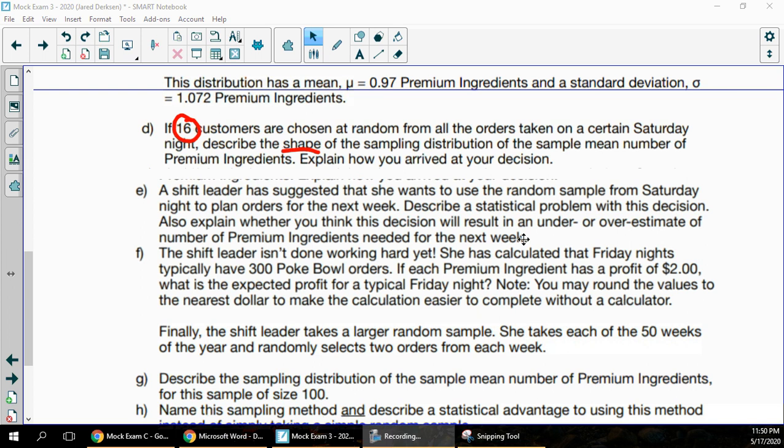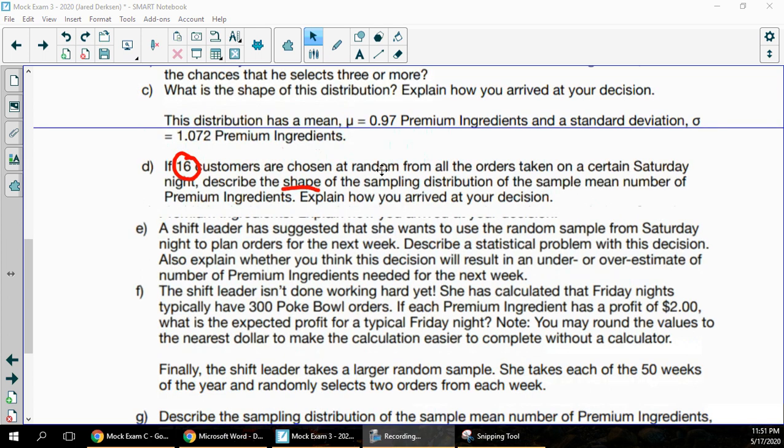The next question says, we've got 300 orders with premium ingredients having a profit of $2. What's the expected profit on a Friday night?